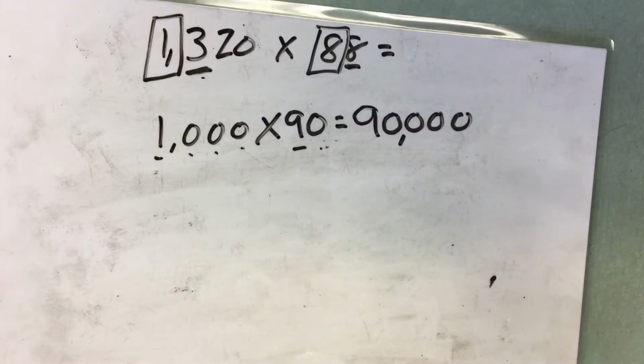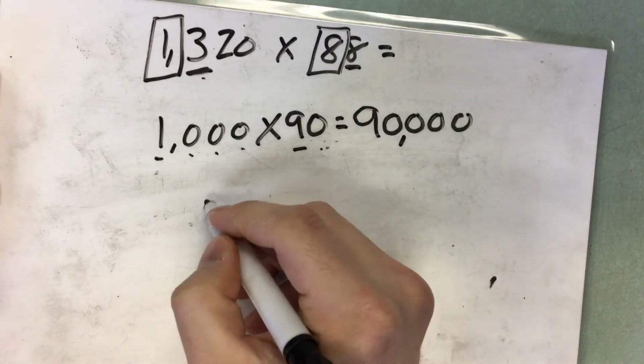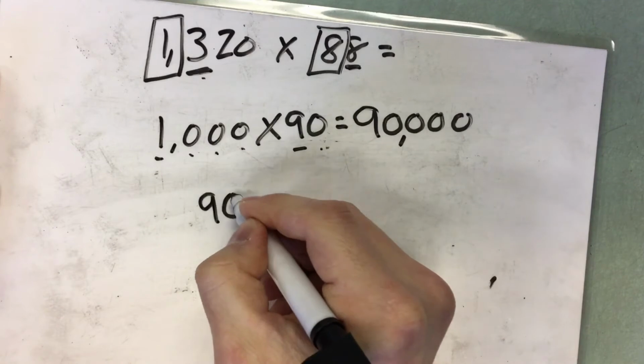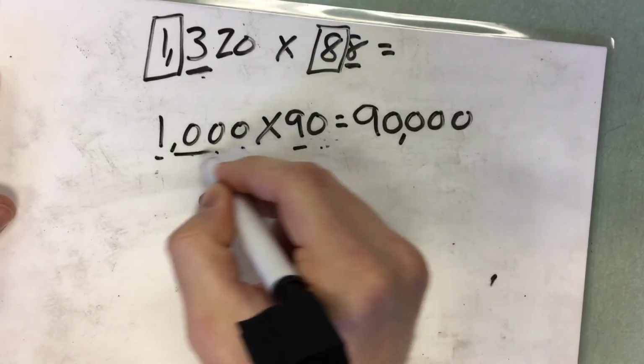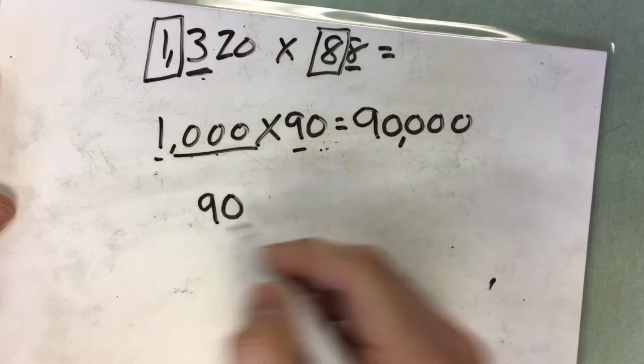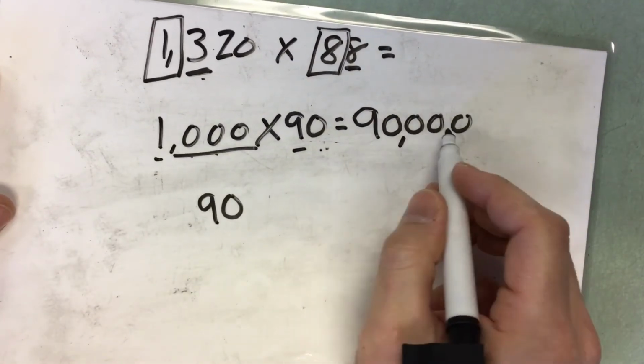Now you could have multiplied this in different ways. You could have recognized that 90 on the place value chart and moved it ahead. Each digit would move 3 columns to the right, which would have given you 90,000.